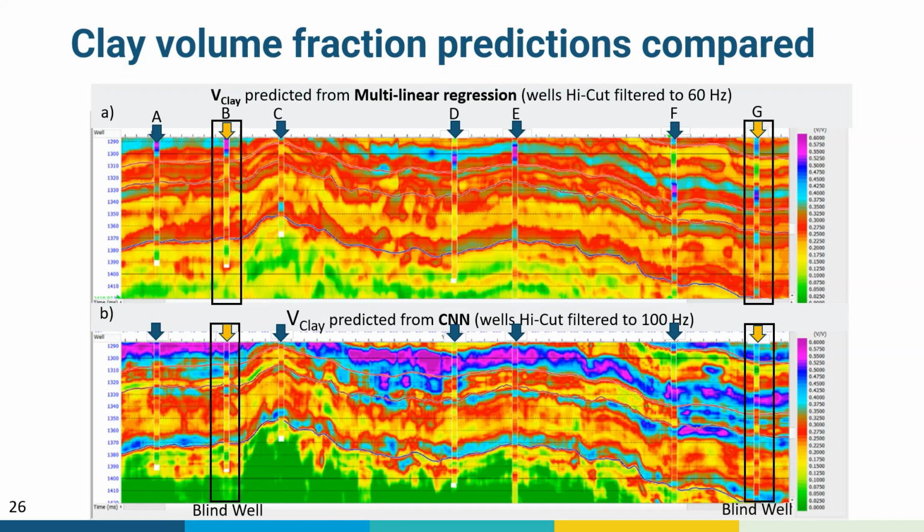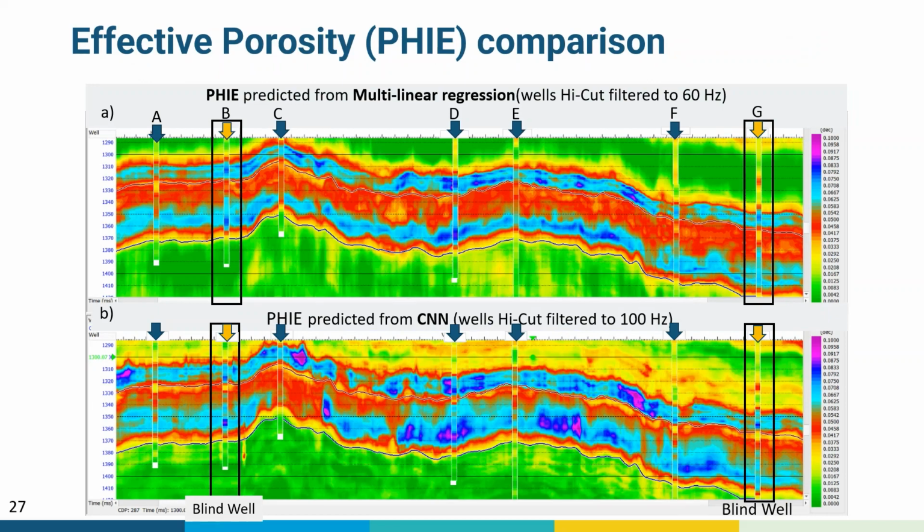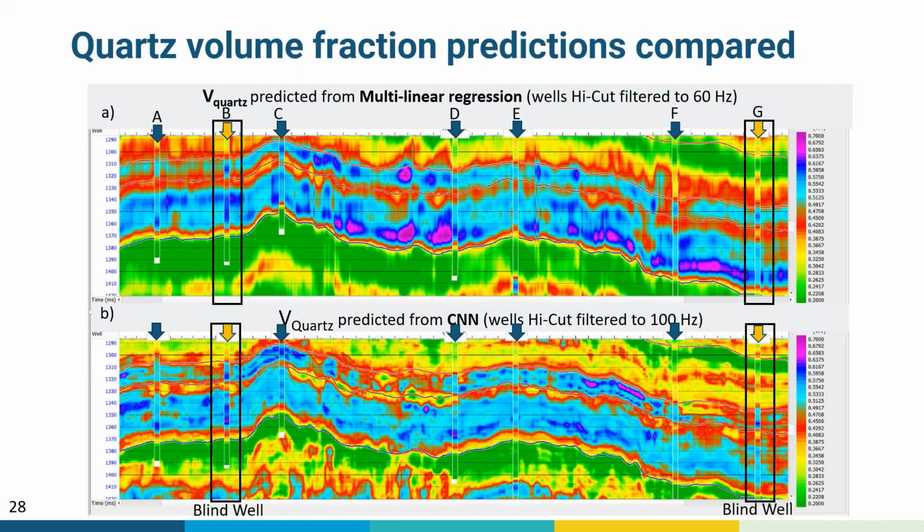The next slide compares the multilinear prediction of the clay volume with the CNN on the bottom. Once again, you can see that the CNN ties the well control better and has more detail than the multilinear regression, in particular at the blind well control. For the effective porosity, the results here are much closer together. They're both quite good, but it's not as clear cut which one is actually better. And lastly, here's the quartz volume, or the quartz fraction. And again, we're able to achieve really good high resolution estimates with good lateral continuity.